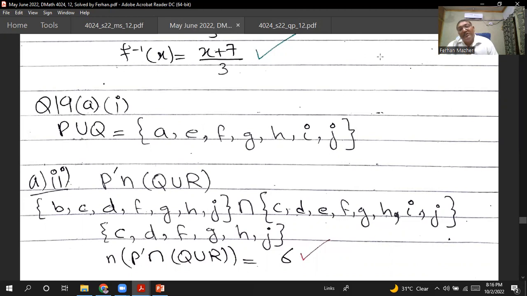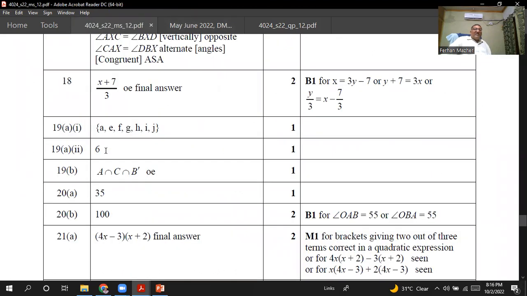Now, common between these two, this symbol means intersection. So intersection means the commons who are present in both the sets. So they are C, D, F, G, H, J. So how many members are there? There are 6 members in this. So you see, it's a little tricky question. 6 members. The right answer is right.